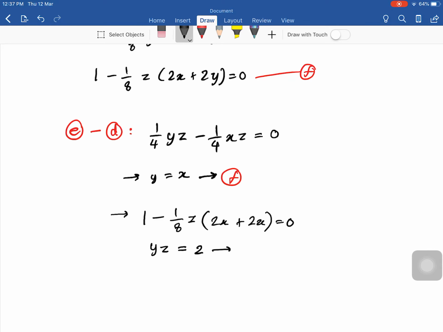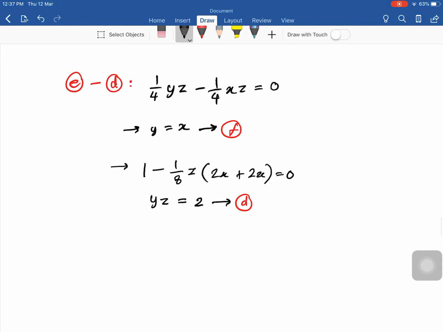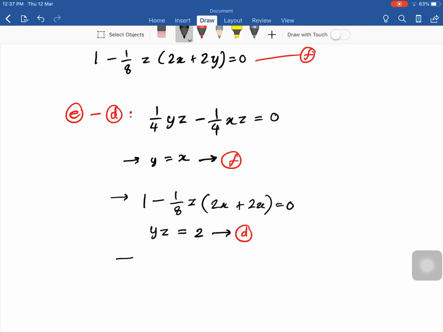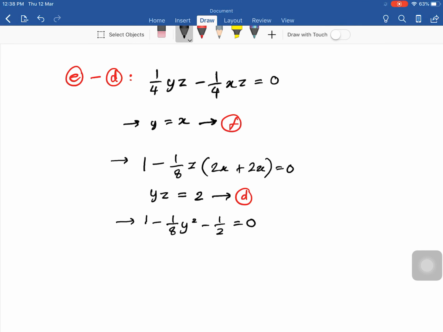and then we substitute again this one into equation D. So it's quite lengthy, and you need to arrange it so that you can solve all the variables. So when we put it inside the equation D, what will happen is 1 minus 1/8 y square minus 1/2 equal to 0. Now we can calculate y.